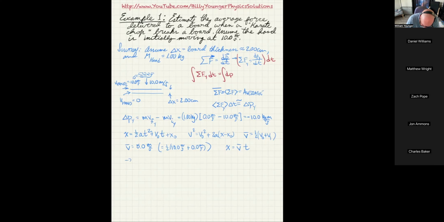Therefore, we can say delta t, which is what we chose to call the time, is the same thing as time in that equation I just wrote. So delta t is equal to delta x, which is what we called the thickness of the board, divided by v bar. So delta t is going to equal, 5.00 meters per second. Oops, excuse me, put it in the wrong slot. Watch out for that. Delta x is 2.00 times 10 to the negative 2 centimeters, or excuse me, meters.